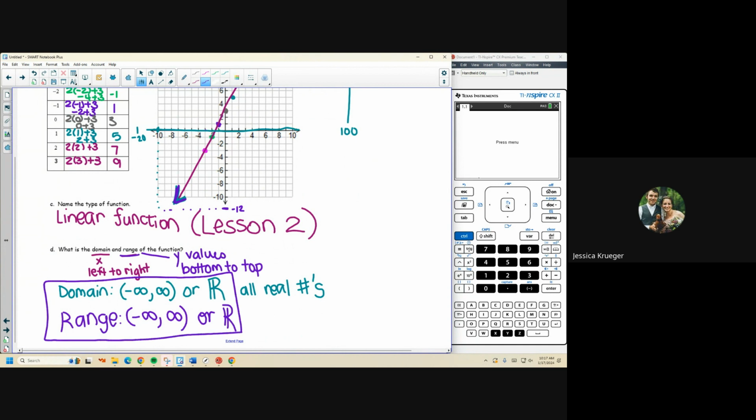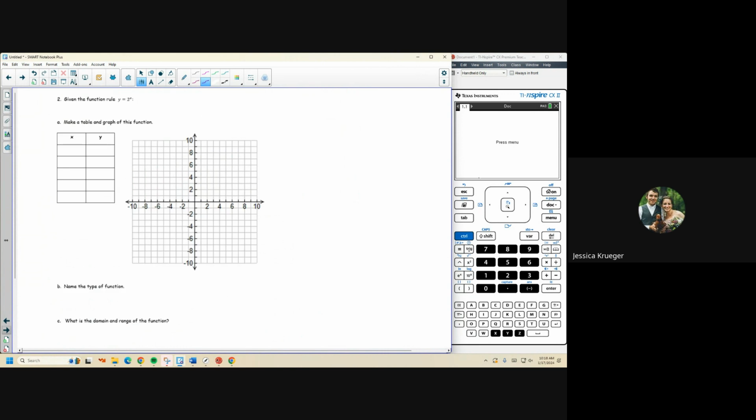Now, if you don't have a calculator, please make sure you get one out, because for the next function, we're going to do the first couple points by hand, and then we're going to use the calculator to help us. Okay, so they give me the function rule y equals 2 to the x power, and they want us to make a table and a graph of this function. For my table, I usually like to put 0 in the middle if I can, and then do a couple negative points and a couple positive points.